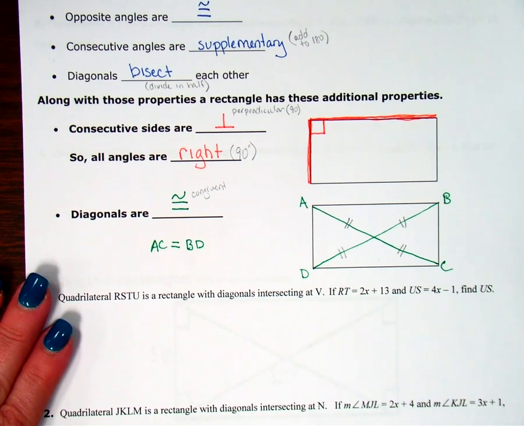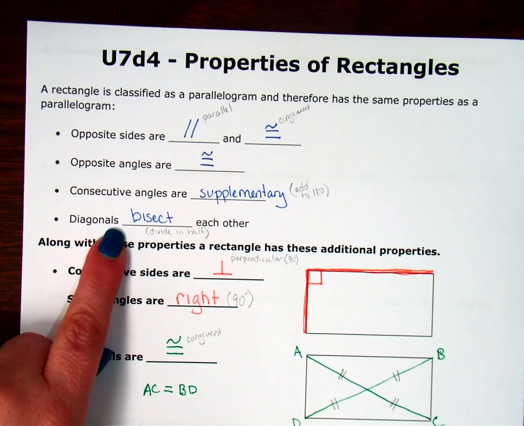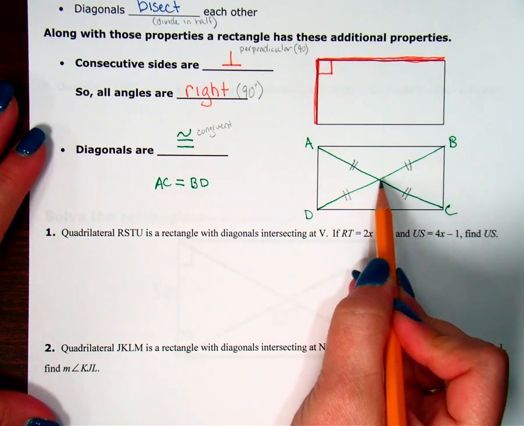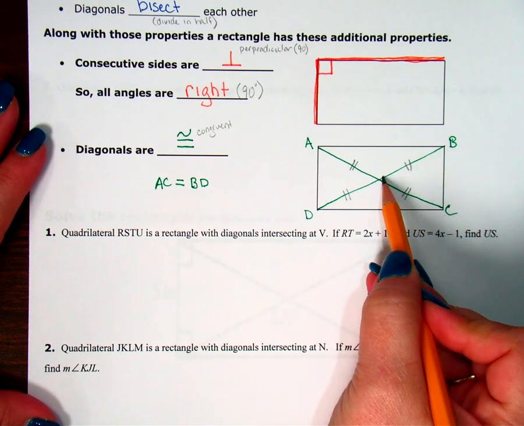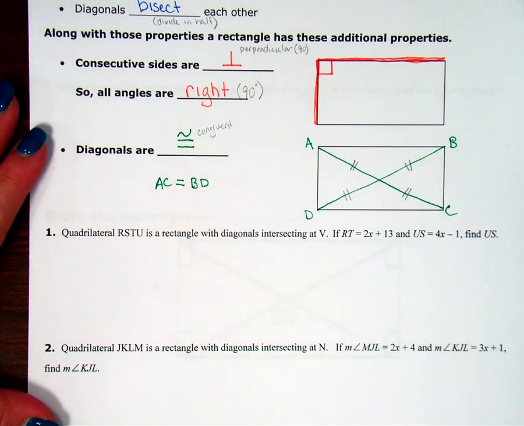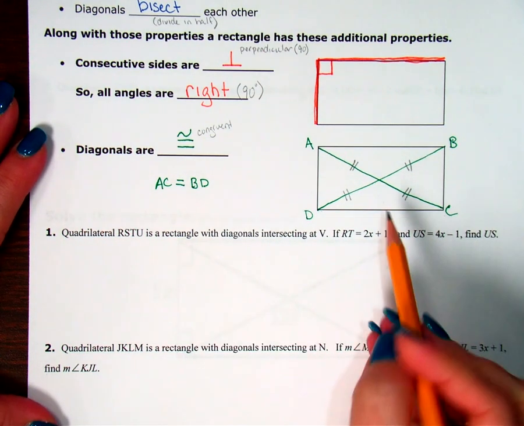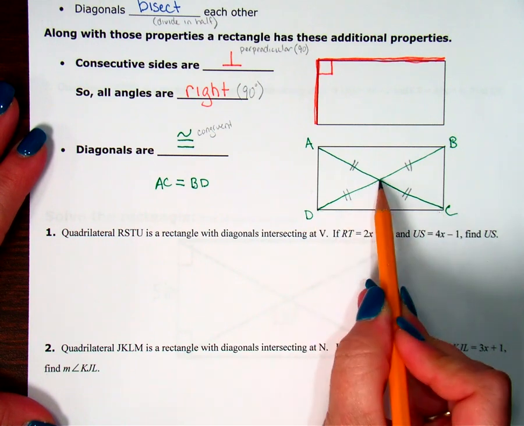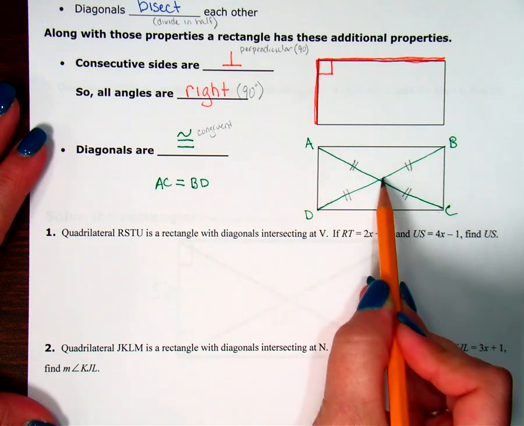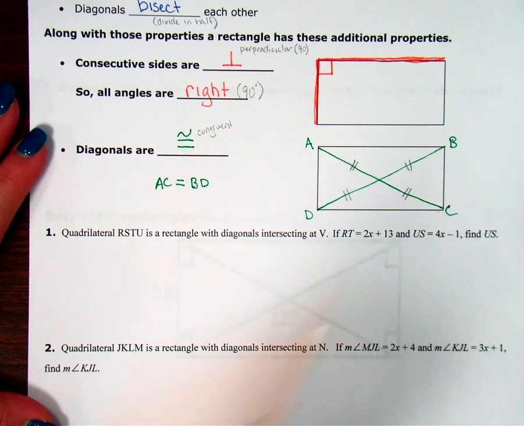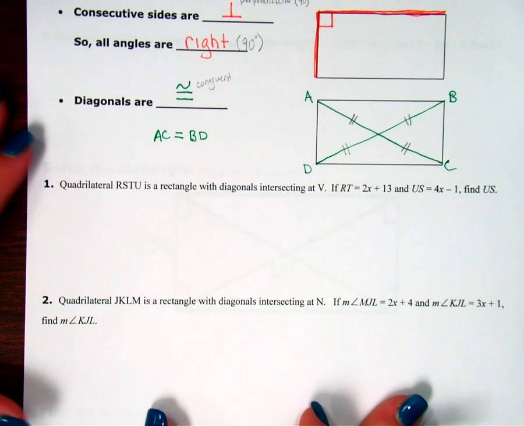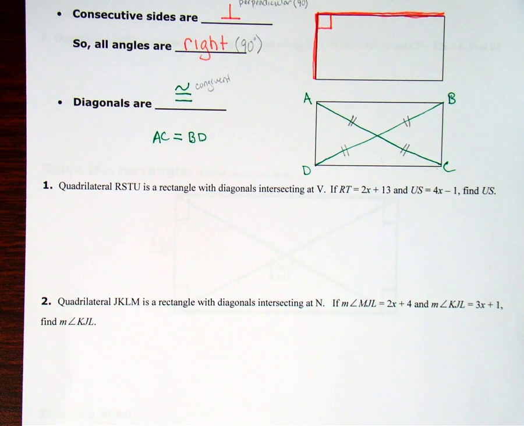So on your rectangle, not every parallelogram, right? But on your rectangle, your diagonals, when they intersect each other, will actually make 4 equal segments. Okay? And kind of neat, it also makes 4 isosceles triangles, where those diagonals are the legs of those isosceles triangles. Okay, so we're not quite away from triangles yet. All right, let's look at this first example that we have here.